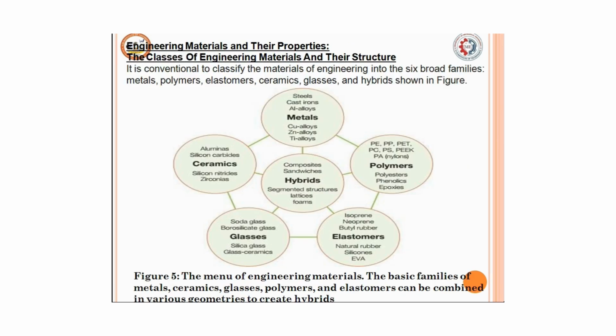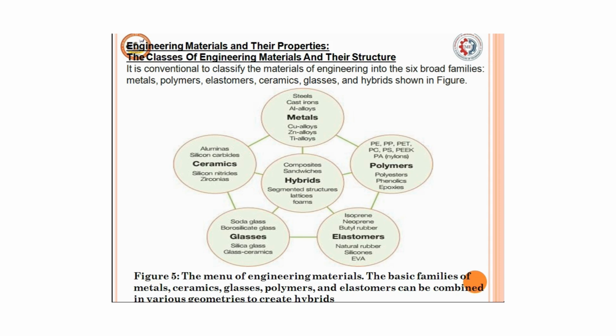In the next video, we are going to see about the engineering material classification. As you know, there are 1,60,000 materials available, but they are classified based on the materials and their application. So here we see six broad families of material: metals, polymers, elastomers, ceramics, glass, and hybrid material shown in the figure. Hybrid is a combination of two or three materials.